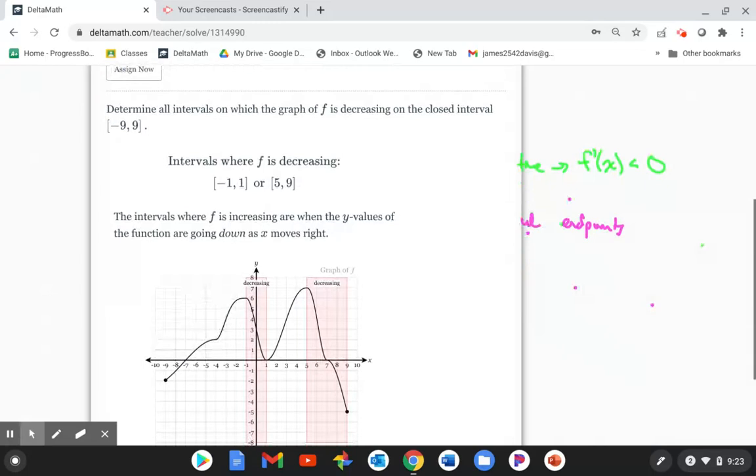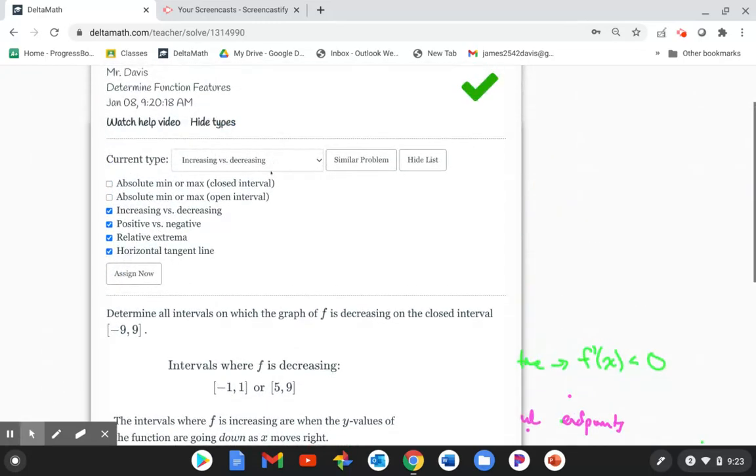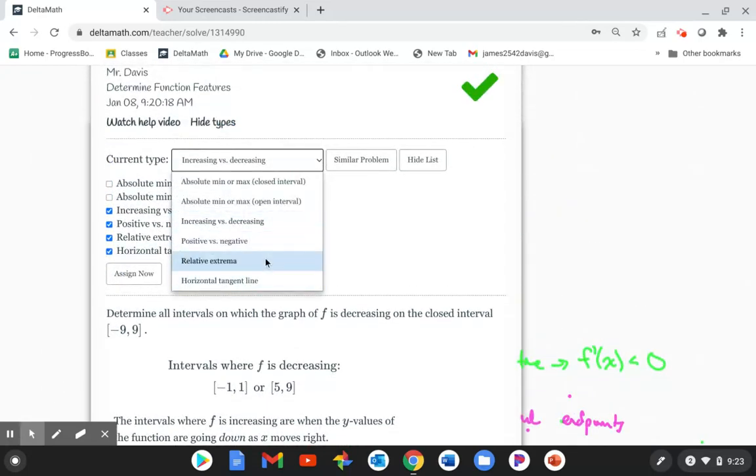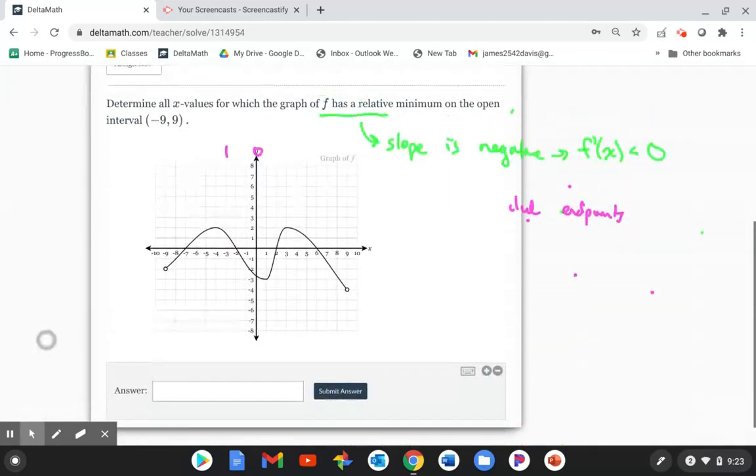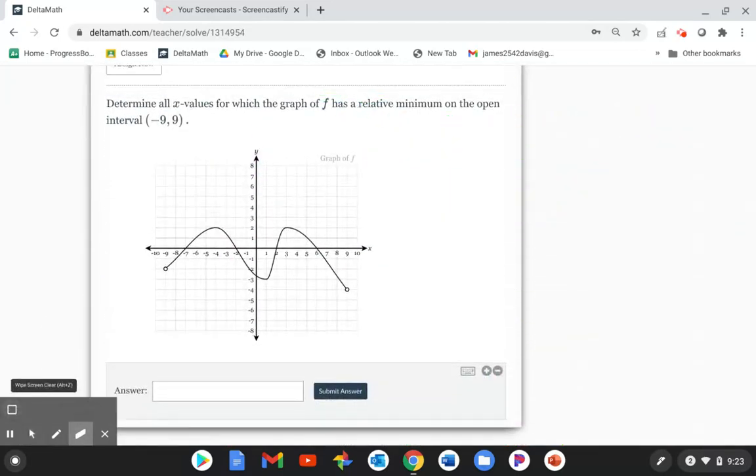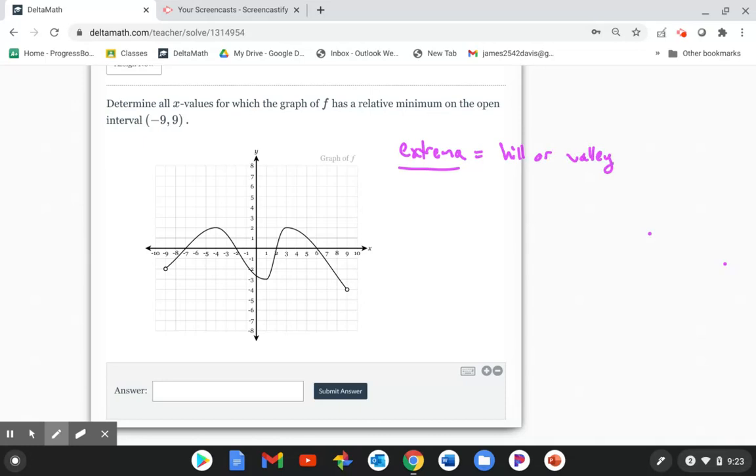The next one, I want to do what are called relative extrema. All right, so in extrema, you see that word? We're going to be talking about that a lot. Extrema is basically a hill or a valley. In other words, the technical term would be a min or a max.